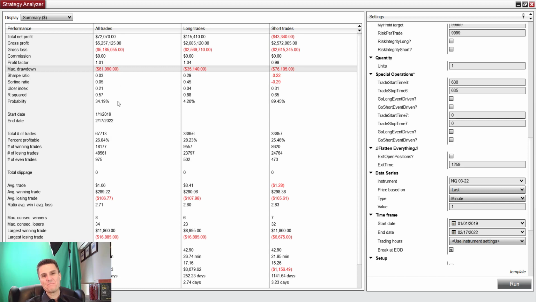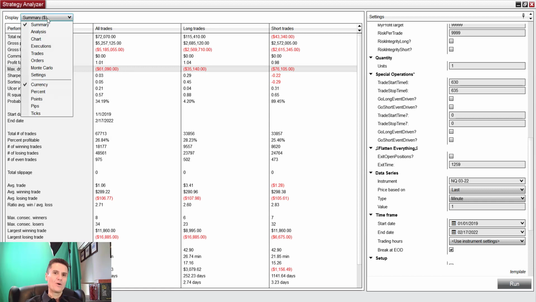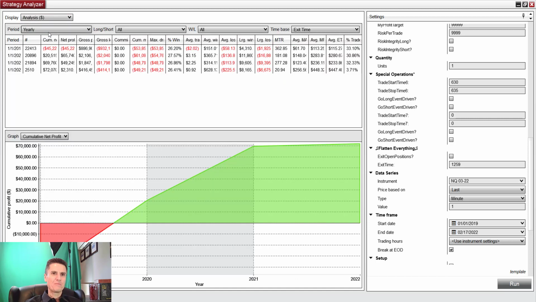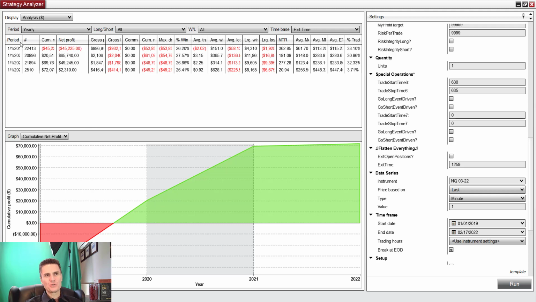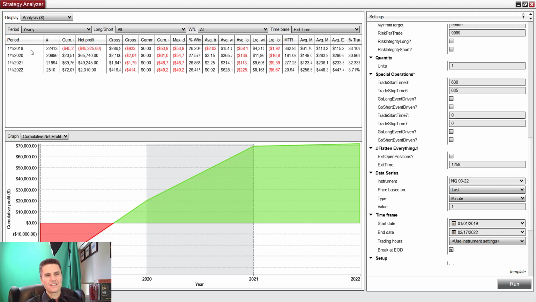Let's take a look at the max drawdown. Okay, 61,000 over 3 years. Ouch. All right. Well, let's break it down. So let's see what happened. So 2019. Of course, these are hypothetical. You guys know that these are hypothetical. So 2019, 2020, 21, 22.